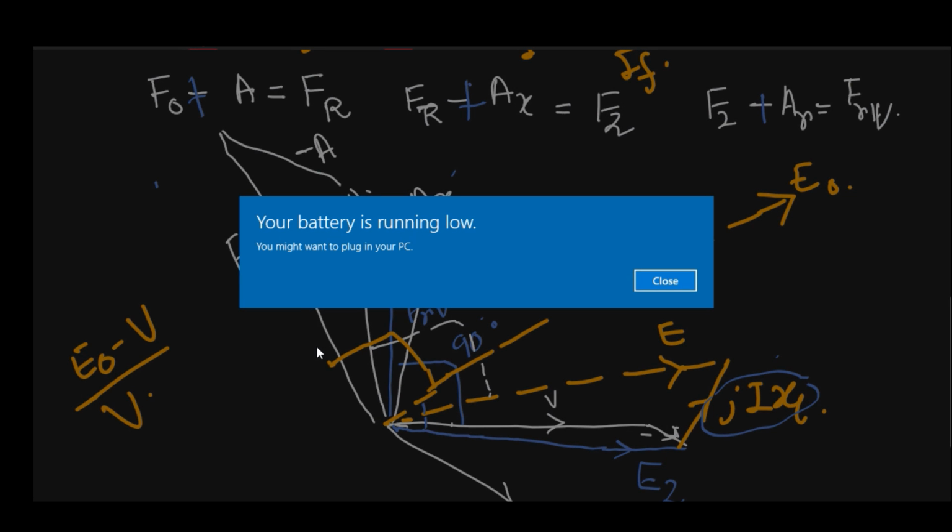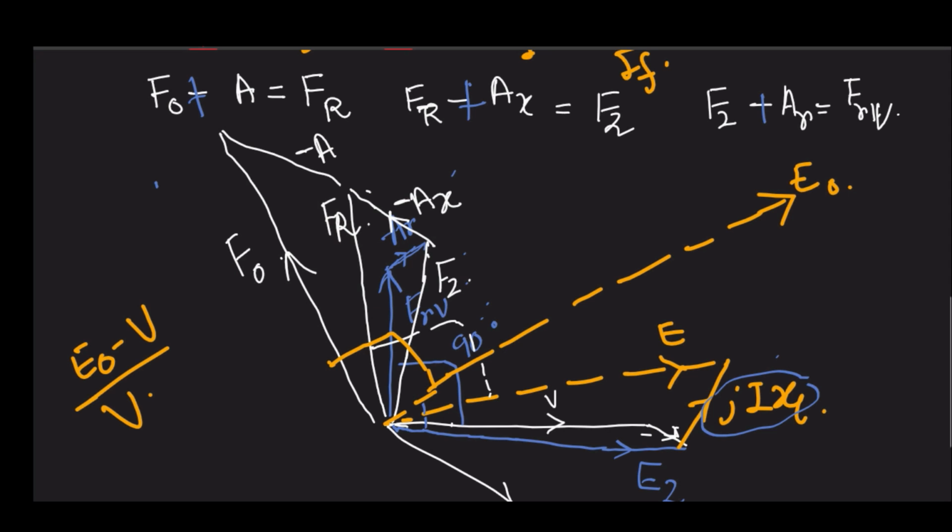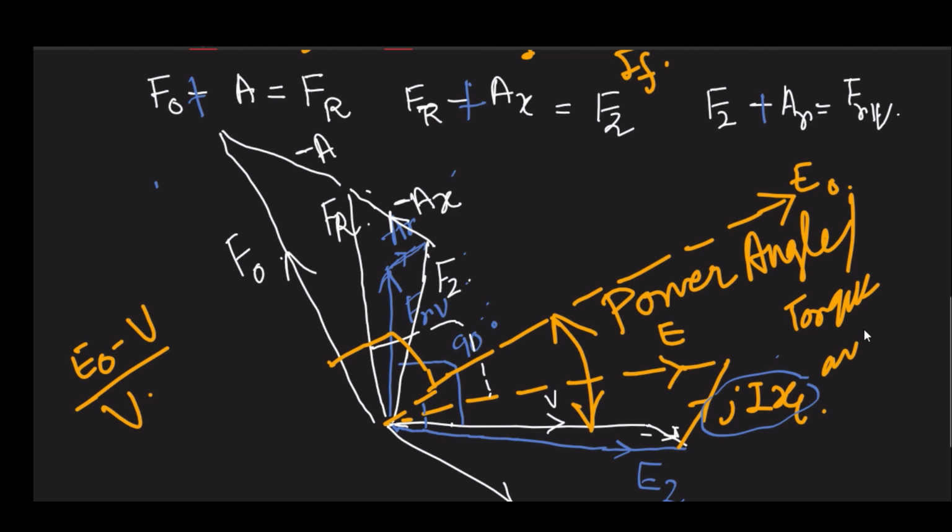Now, just a minute, hold on, it is doing something. Well, so that's all for the cylindrical rotor machine. One important thing I forgot to mention is that this angle, the angle between E naught and V, is known as the power angle or torque angle, and we often call it delta of the synchronous machine. In our next video, we'll discuss the salient pole synchronous machine. So, with that, let me stop the discussion here.